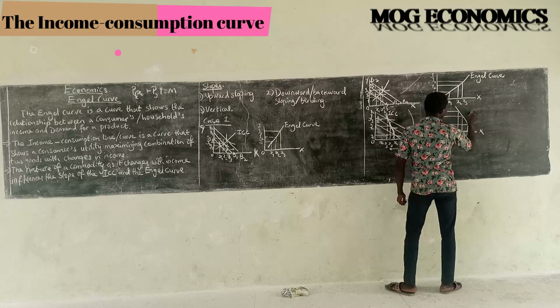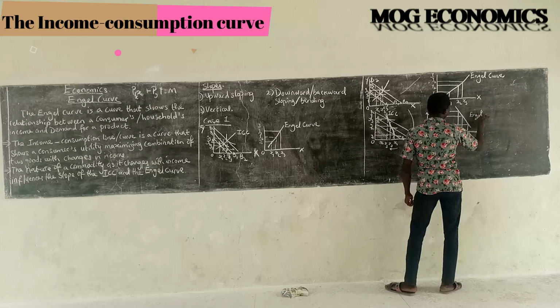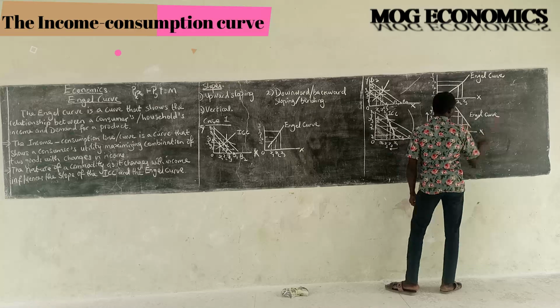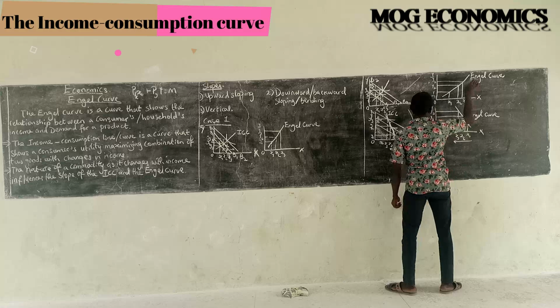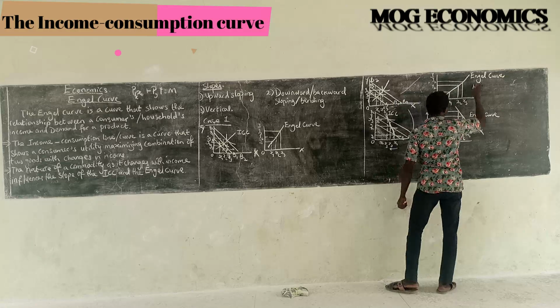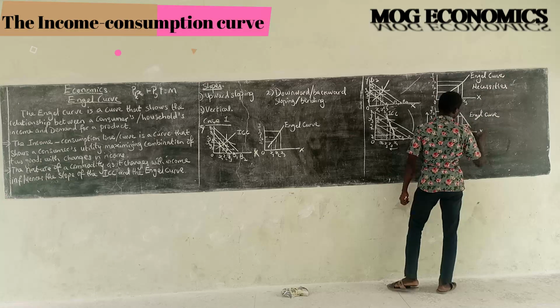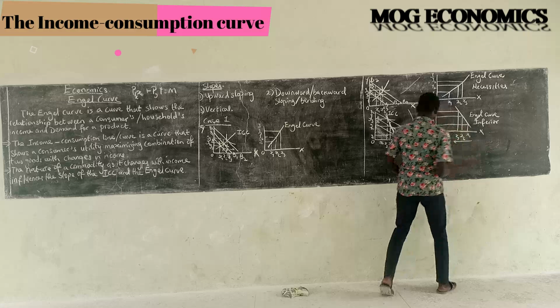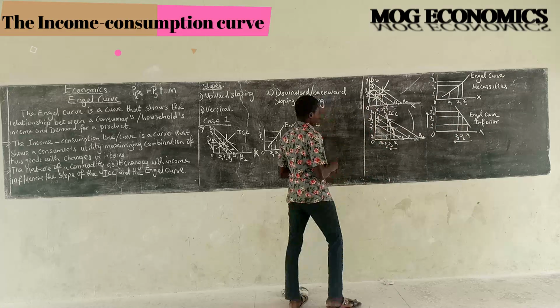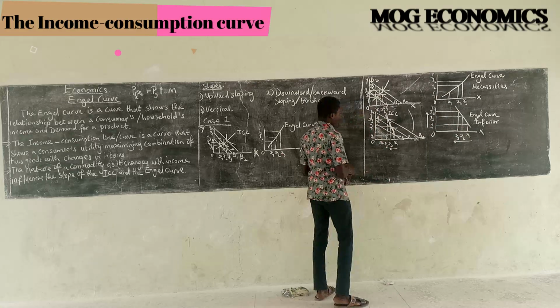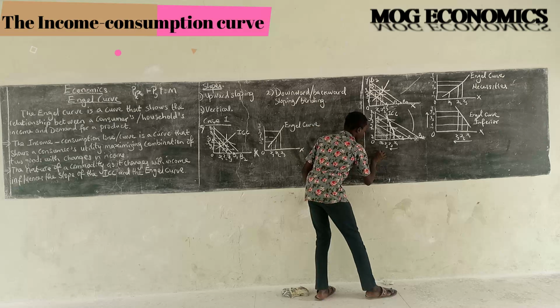Alright, so this happens to be your Engel curve when the case is an inferior good. I think we're talking about necessities here, talking about an inferior good. Now let us get the one for Giffen goods. We have something like this.